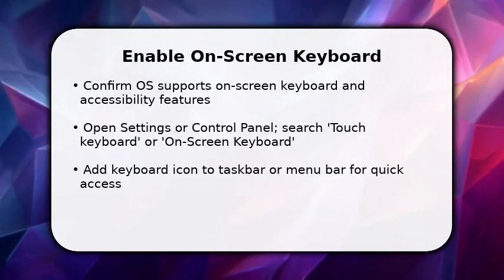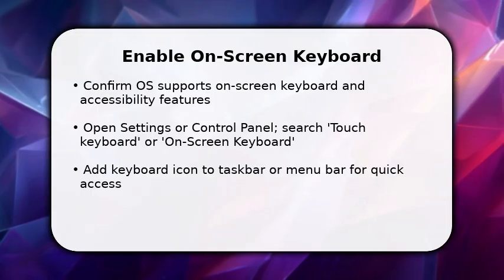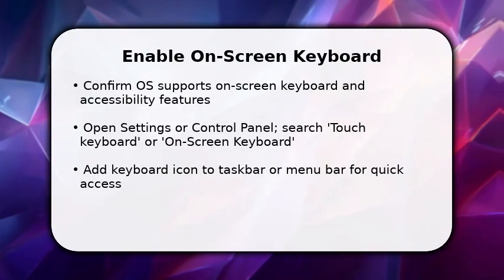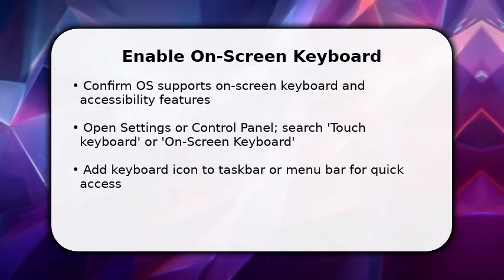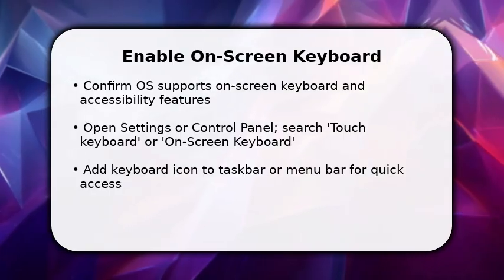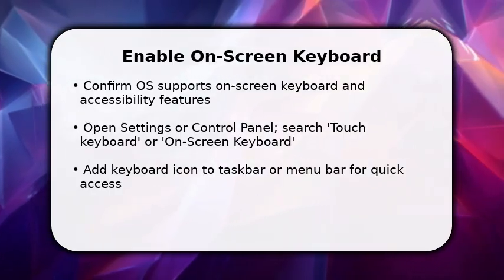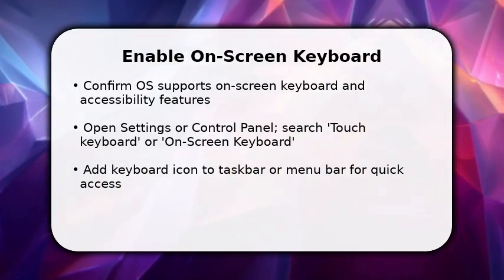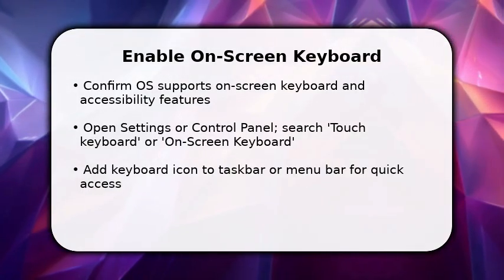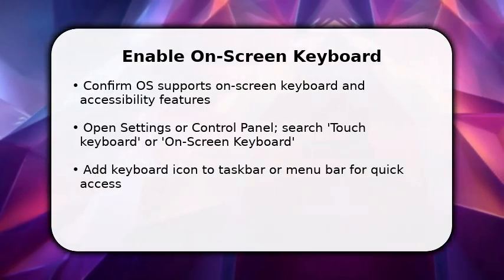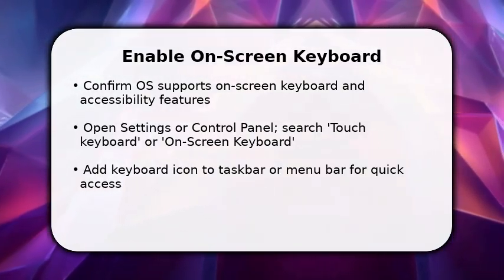You'll start by confirming your laptop supports the on-screen keyboard and enabling required settings now. Open Settings or Control Panel and search for Touch Keyboard or On-Screen Keyboard, then toggle it on. If you're on Windows, enable the Touch Keyboard icon in Taskbar settings. On Mac OS, add the keyboard viewer to the menu bar. Once done, place the icon for quick access and test opening the keyboard to verify keys display and respond correctly.